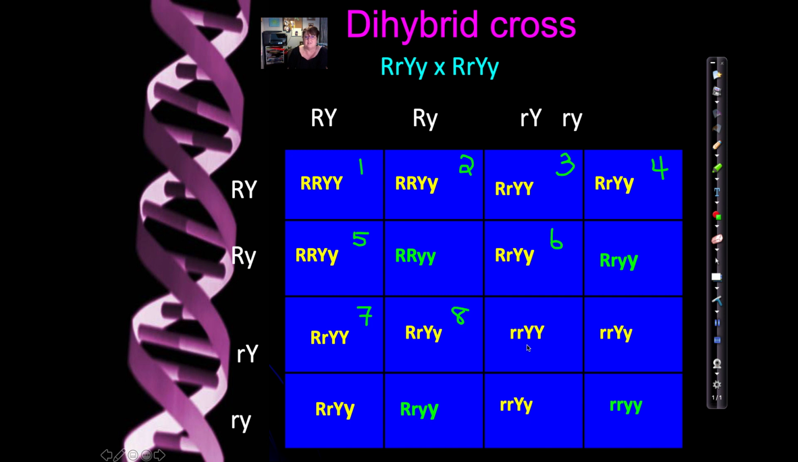No, it is not. You're right. It's two little r's, so it is not round. It is wrinkled. Okay, and so again, wrinkled here. What about this one? That is correct. That one is round and yellow. This one? Nope, nope, nope.